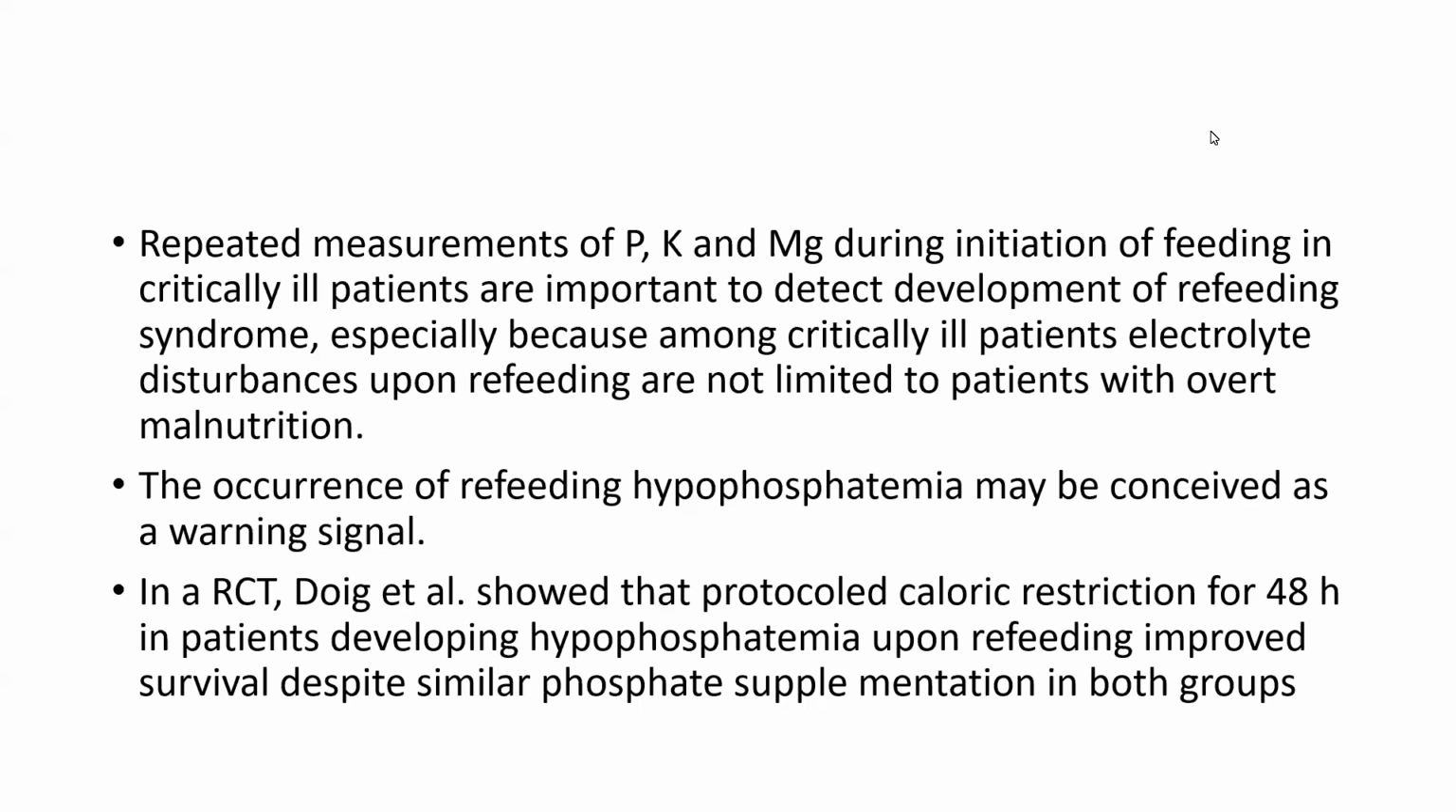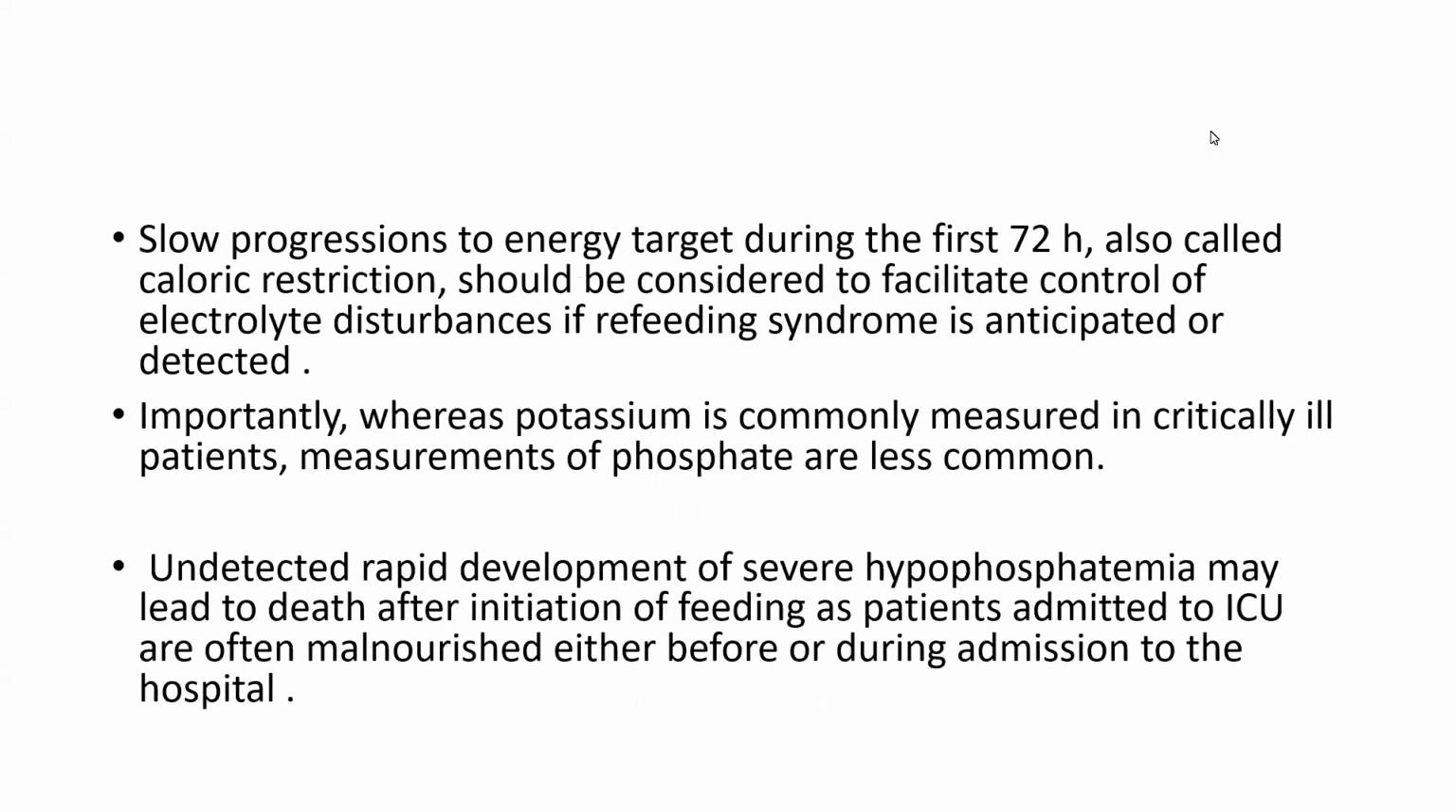In an RCT, Doig et al. showed that protocolized calorie restriction for 48 hours in patients developing hypophosphatemia upon refeeding improved survival despite similar phosphate supplementation in both groups. Slow progression to energy target during the first 72 hours, also called calorie restriction, should be considered to facilitate control of electrolyte disturbances if refeeding syndrome is anticipated or detected.